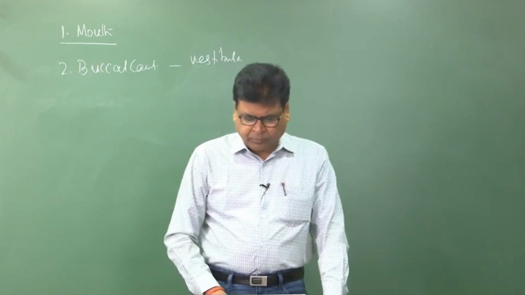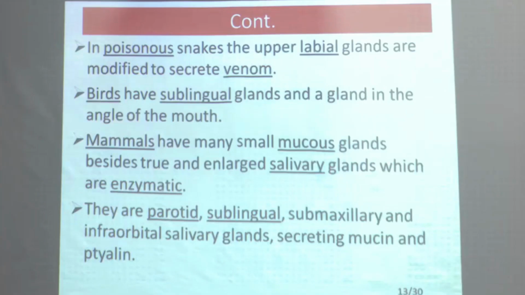Then in poisonous snakes, this is also a reptile, but to some extent different from the other reptiles. In poisonous snakes, the upper labial glands are modified to secrete venom. They do not secrete mucus, rather they secrete venom. Birds have sublingual glands and a gland in the angle of the mouth.